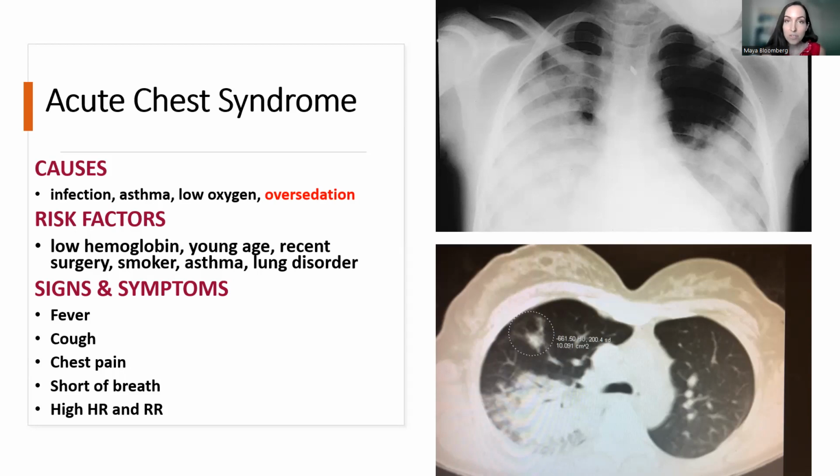Over sedation from narcotics. We know narcotics can slow down everything, including your breathing. So if you have narcotics that are making you breathe very slowly, you're breathing in less oxygen, you might not be breathing as deeply as well, that potentially could progress to acute chest syndrome.